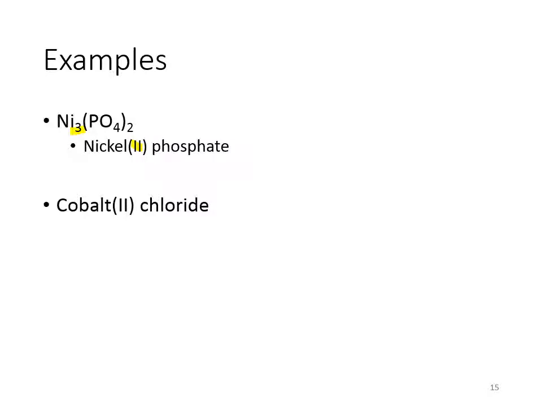So let's try a couple of examples where I'm giving you the name and you've got to write the formula of the ionic compound. First, cobalt-2 chloride. Remember from our previous examples, when you see Roman numerals, that means it's telling you the charge on the metal. So cobalt-2 means cobalt ions with 2 positive charges each.